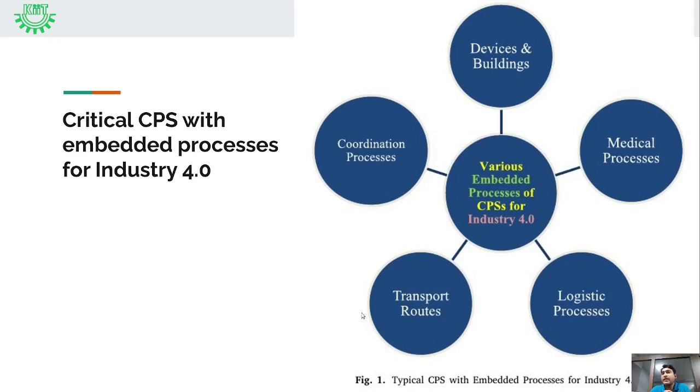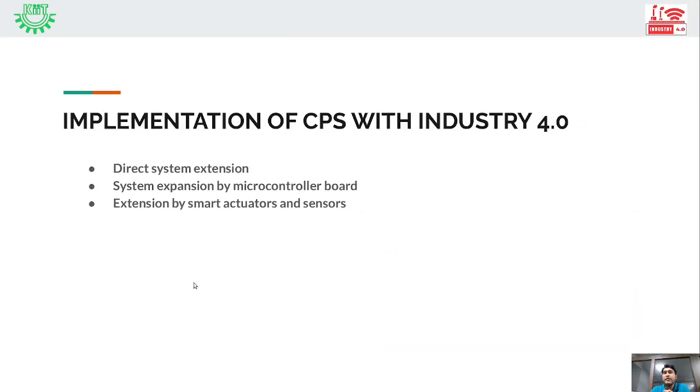Similarly, transport routes. These transport routes are a major part of the supply chain, and cyber physical systems can be used to optimize them. Many logistic processes can also be optimized using cyber physical systems, and they can be controlled. Similarly, medical processes can also be controlled using cyber physical systems. So these are the different processes that we can think of being controlled by cyber physical systems.